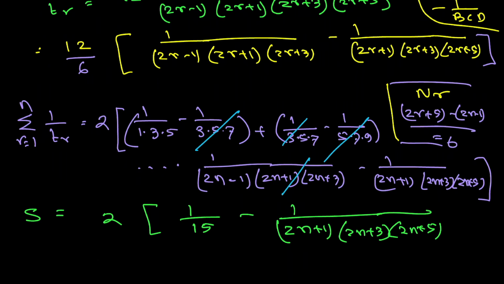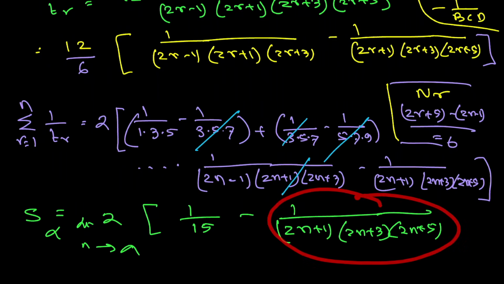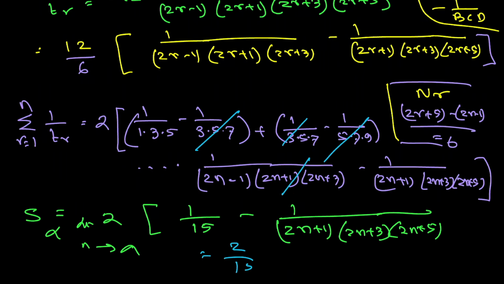Now n tends to infinity. When n tends to infinity, limit n tends to infinity. So n will go towards infinity. So this term will be, everyone, this term will be coming 0. Therefore, the final answer is coming 2 by 15. That is 2 by 15 is the final answer.